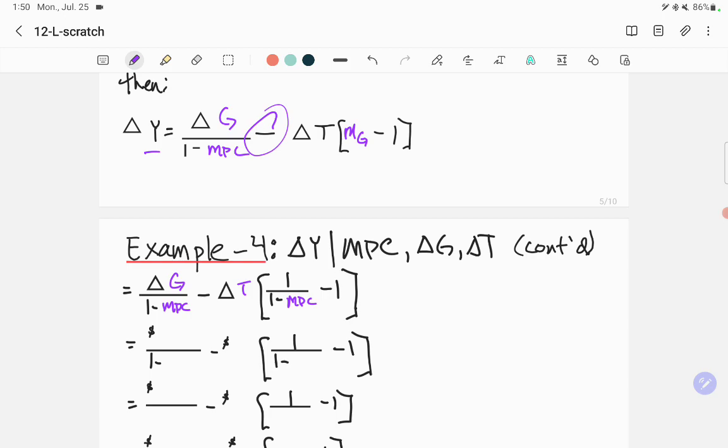So the way I've done this, your answer was on the right track, but here's the minus sign, because you're subtracting out the multiple of the taxes from the multiple of the government expenditure.